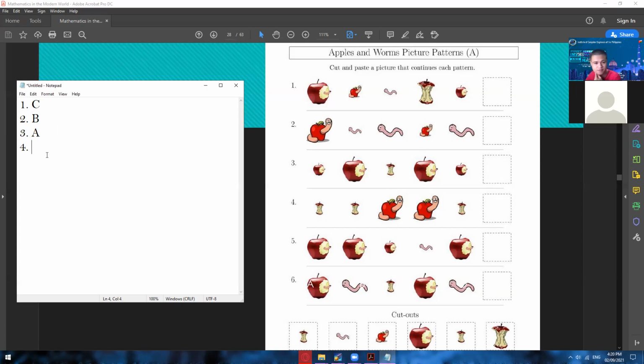Sir, may tanong po ako. What is your question? Parehas lang ba yung letter A tsaka ano? Letter E, yeah. Letter A and E is the same. Okay. So that only means that we have one A in here, okay, and then one E also in here. Okay, so it could be 2 A's or 2 E's, so they are just the same.